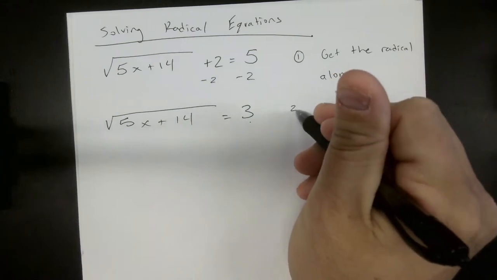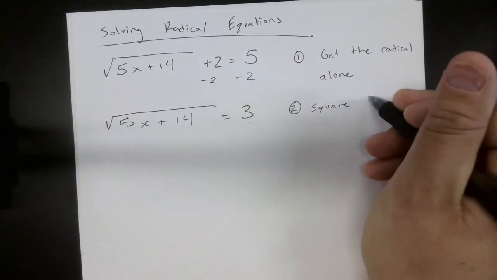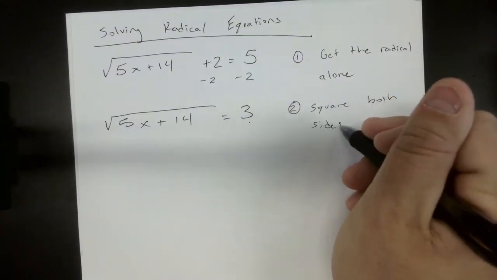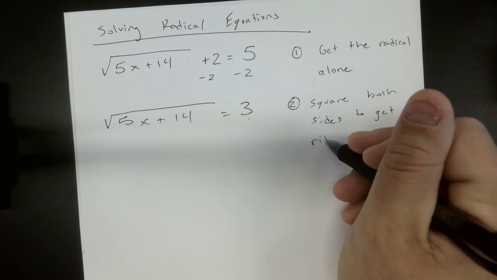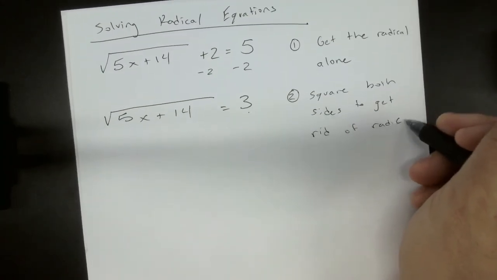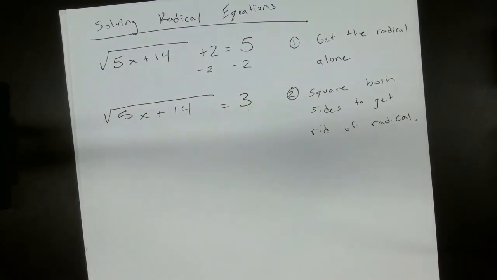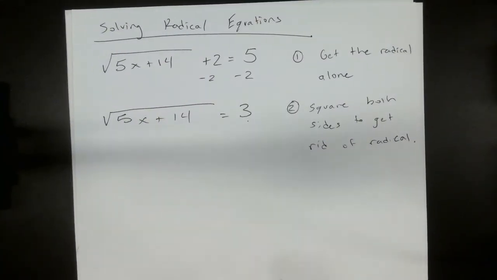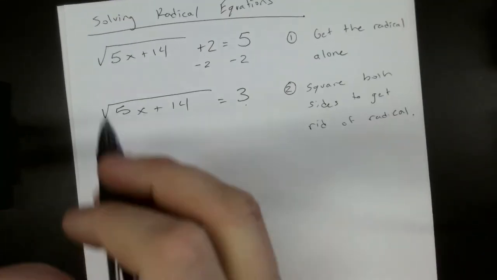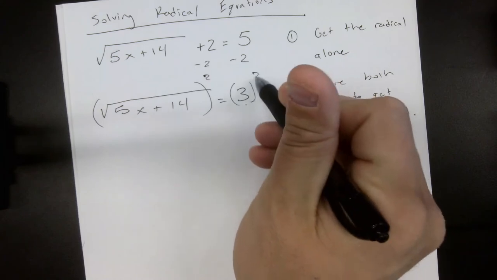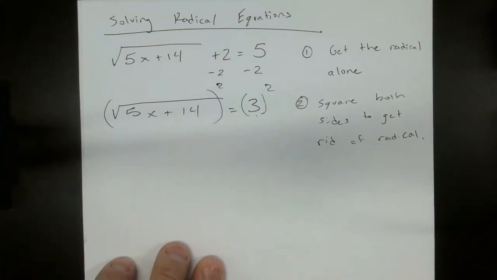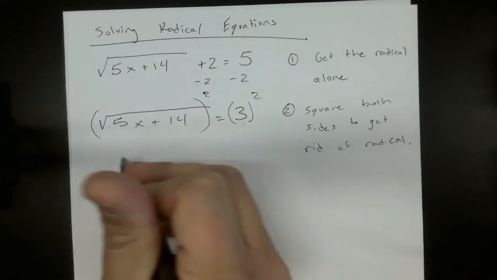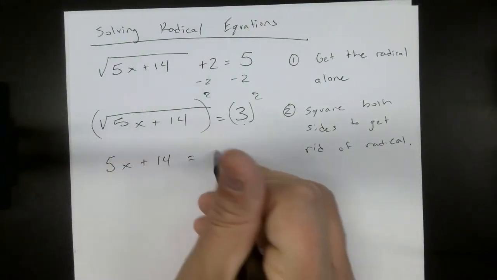Step number 2. Square both sides to get rid of the radical. So we're going to square both sides like that. Why is it clicking? There we go. So that's going to give us 5x plus 14 equals 9.